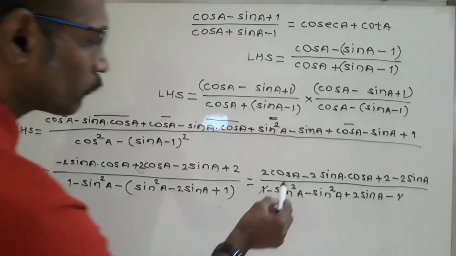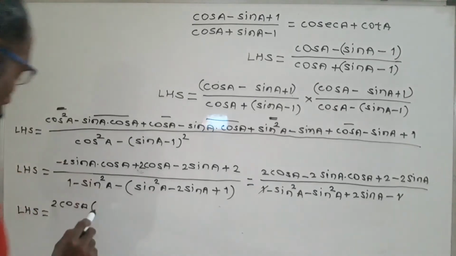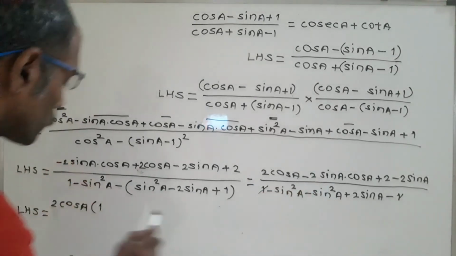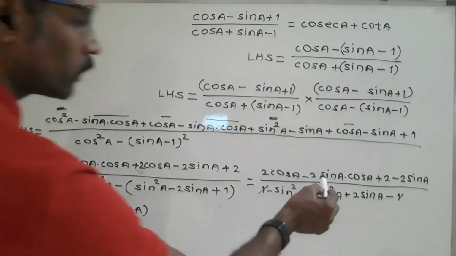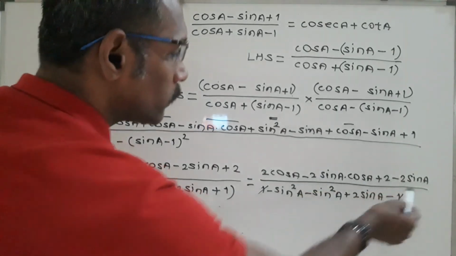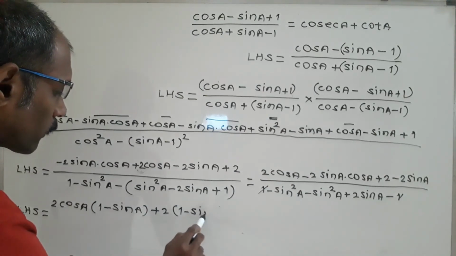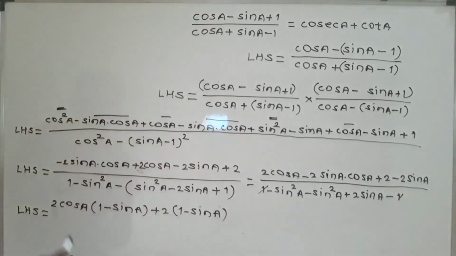Therefore now we write here, I will write from this. Now here we take 2 cos A common. I will take this 2 cos A common, then remaining 1 minus sin A, because we take 2 cos A common. Then here also plus 2 common, 1 minus sin A. We take 2 common, means 1 minus sin A.